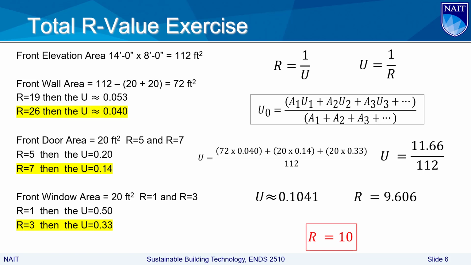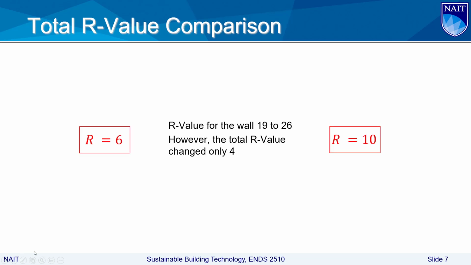By comparison, when you look at this equation, the first scenario, the total R value for the front elevation, for the main elevation, was R6. However, we changed the R value for the wall from 19 to 26, and the doors and windows added a little bit more, from 5 to 7 for the door, and for the window from 1 to 3. But overall, R value was enhanced by 4.